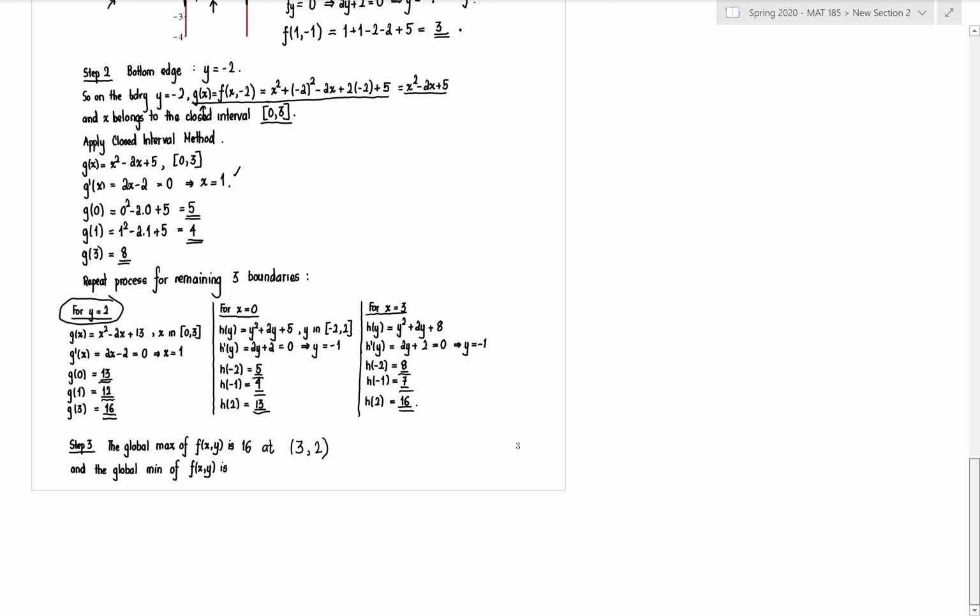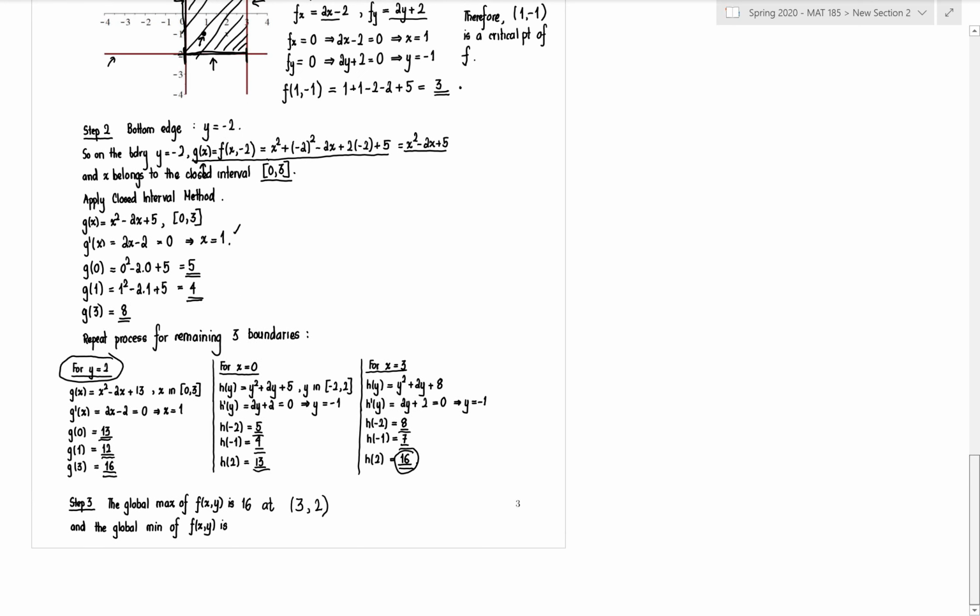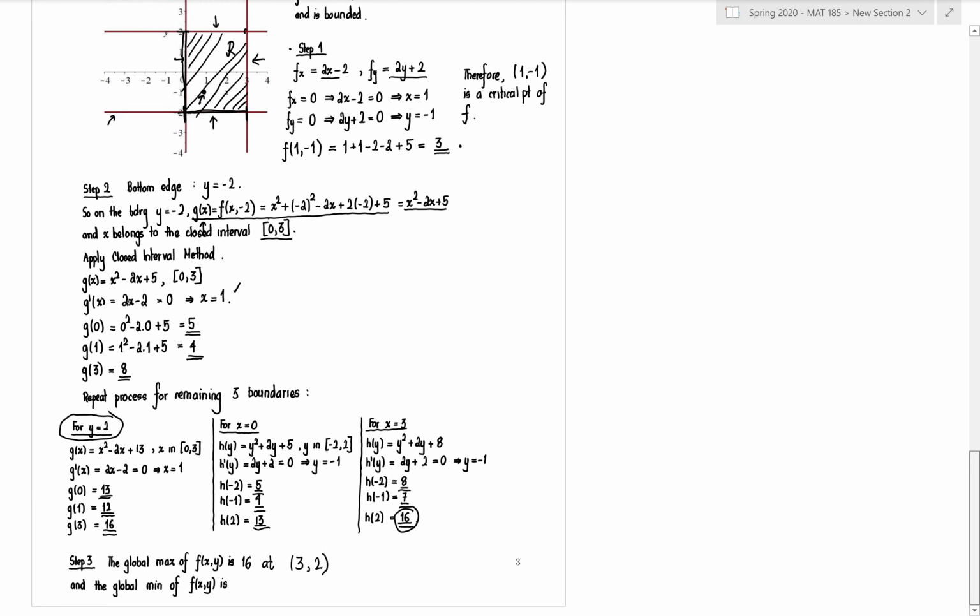You might say, hey, am I getting 16 here? I see 16 showing up again. But if you look at it for a second, what is your x value? It's 3. What is your y value? It's 2. So it really is at this corner right here. And this corner, since it falls on both boundaries, we end up evaluating twice.